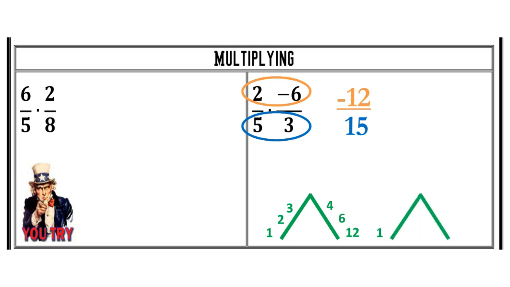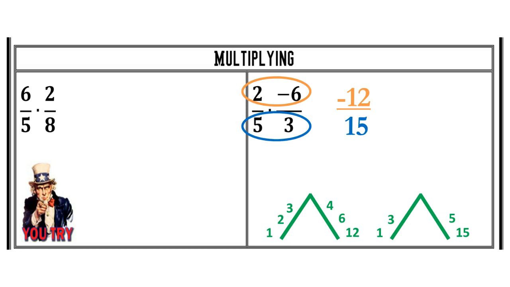1 times 15 makes 15. I always start with 1 and the number. 15 divided by 2 gives me a decimal. 15 divided by 3 gives me 5. 15 divided by 4, decimal. 15 divided by 5, I already have on the list on the other side of the mountain, so I'm done with my factors. Now I just compare the two lists.